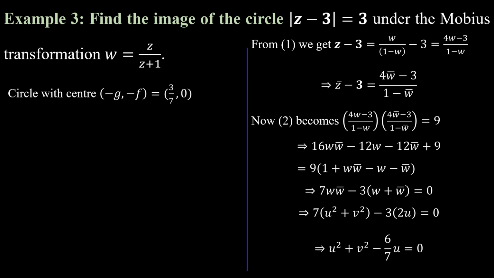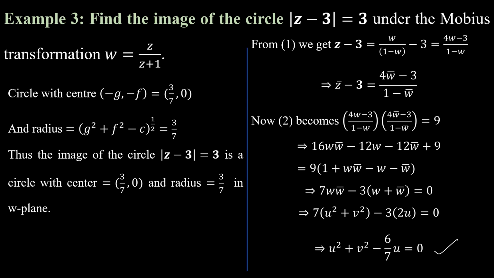Now as we know, this is the equation of a circle, so it will have the center 3 by 7, 0, and you must go through the calculation and verify this answer, and the radius will be 3 by 7 again. So the image of the circle mod z minus 3 equals 3 is a circle with the center (3/7, 0) and the radius 3 by 7 in the w plane. This is our result. So the circle mod of z minus 3 equals 3 is mapped in this form.